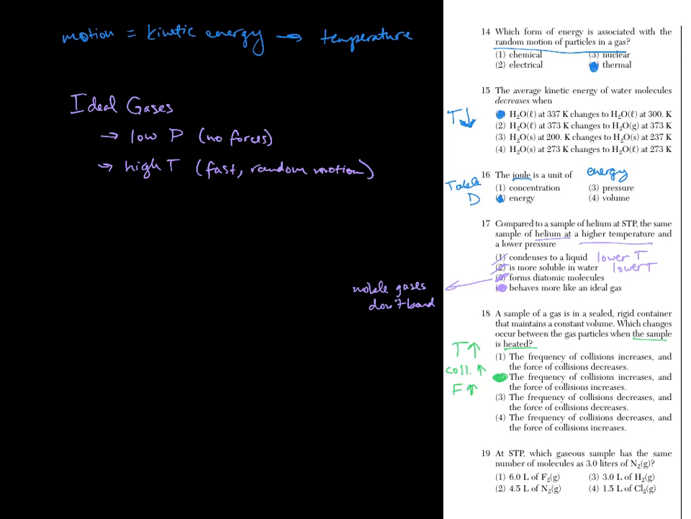Okay, number 19. At STP, which gaseous sample has the same number of molecules as 3 liters of N2 gas? So Avogadro's law. So if you want the same number of molecules, same number of moles, then you need same volume at STP. So we're looking for the same volume of N2, so 3 liters, and that's choice 3, the only one with the same amount of volume.